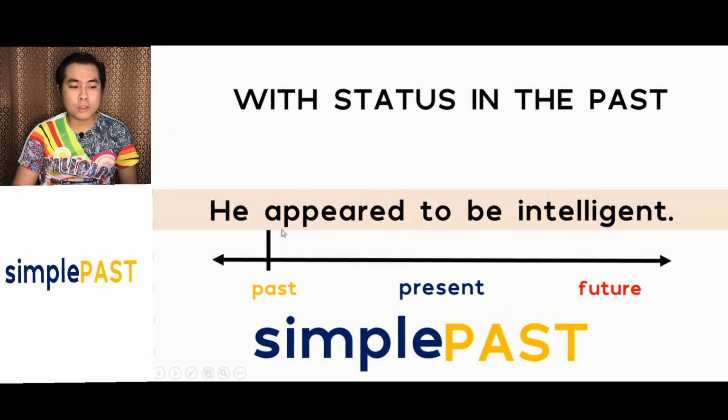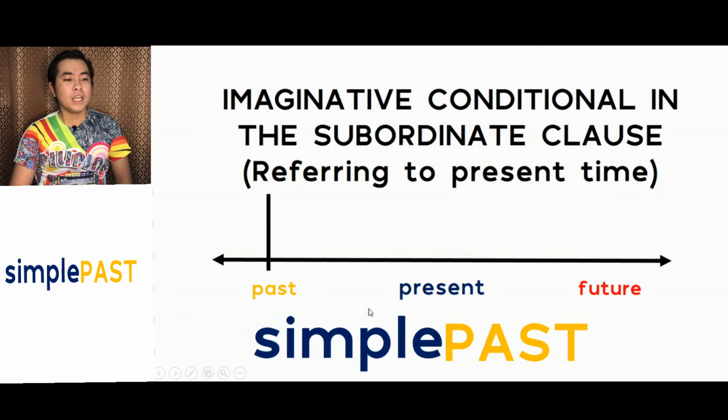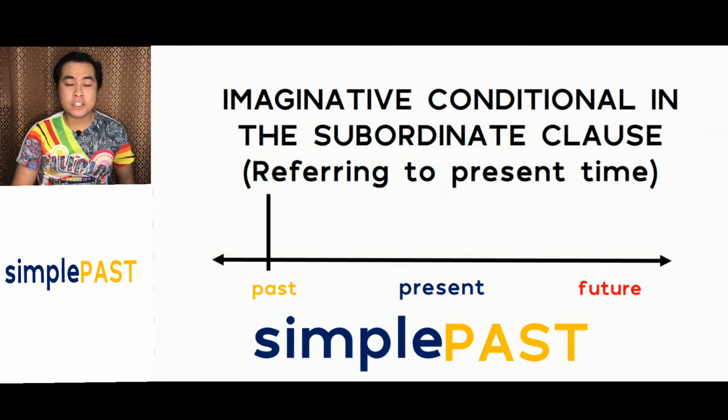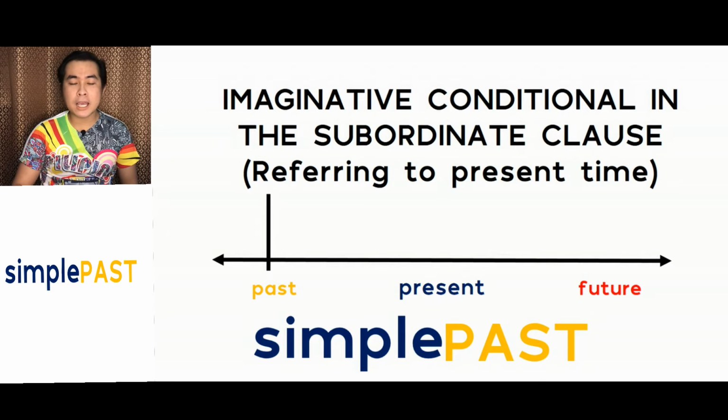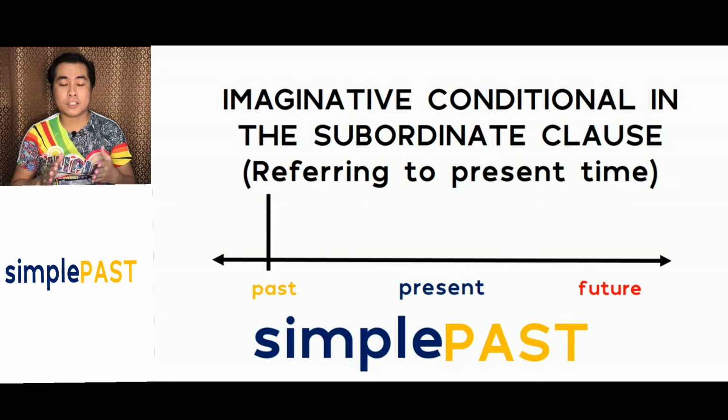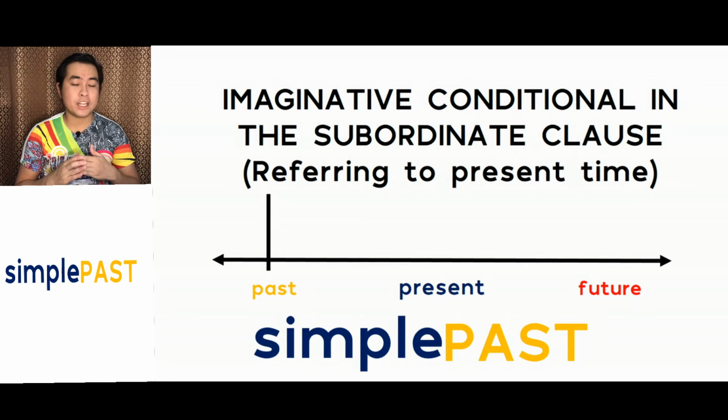Okay, so meaning all those statuses of this subject only happened or could be observed in the past. The next one is imaginative conditional in the subordinate clause. So last time in the simple present, we also talked about subordinate clauses. And here we have again a conditional.